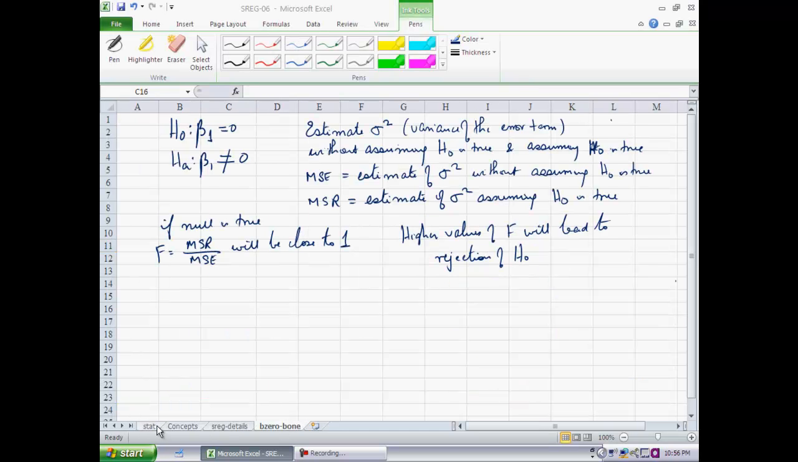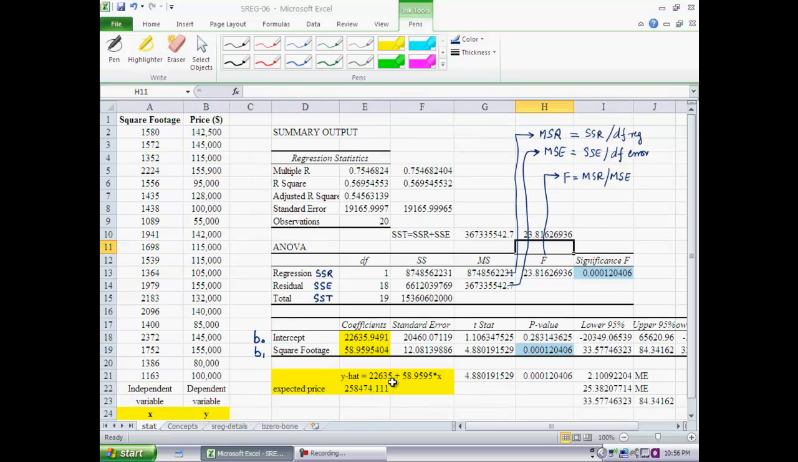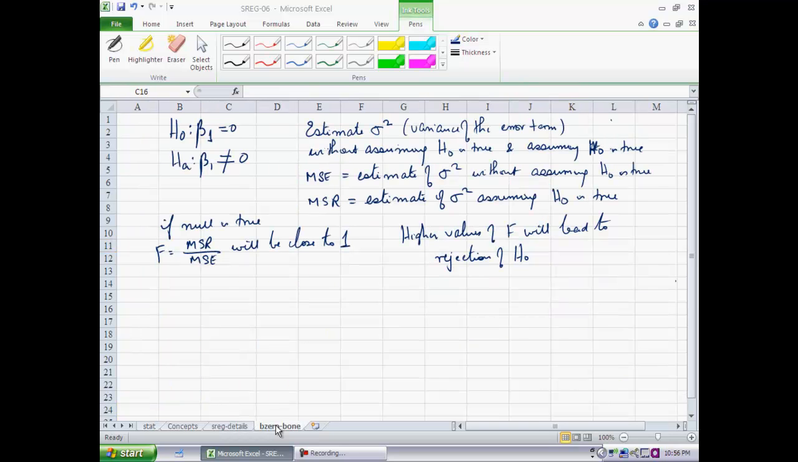So what we are doing in this F test is we are trying to compute the variance of the error term in two different ways. One is without assuming that the null is true, and the other is assuming that the null is true. So we will estimate the value of sigma squared in two different ways.